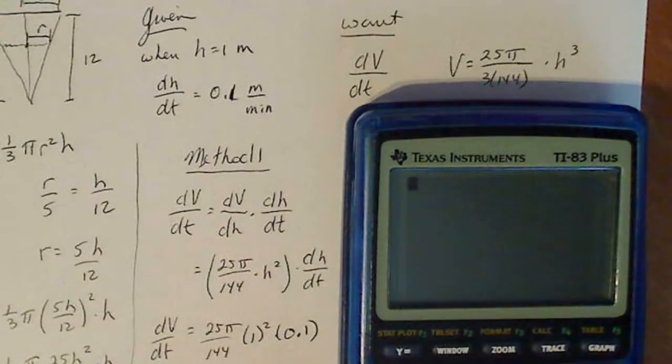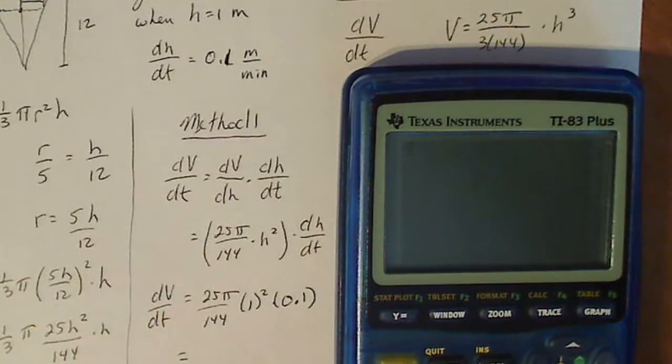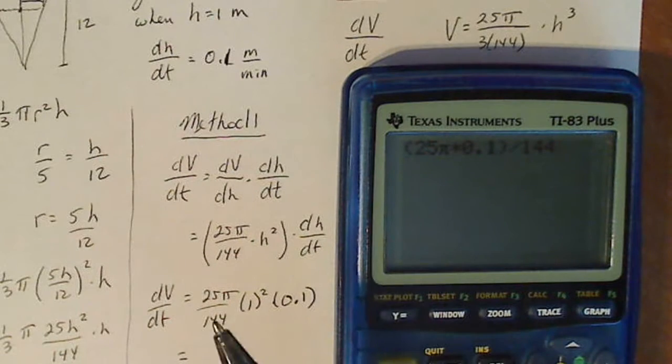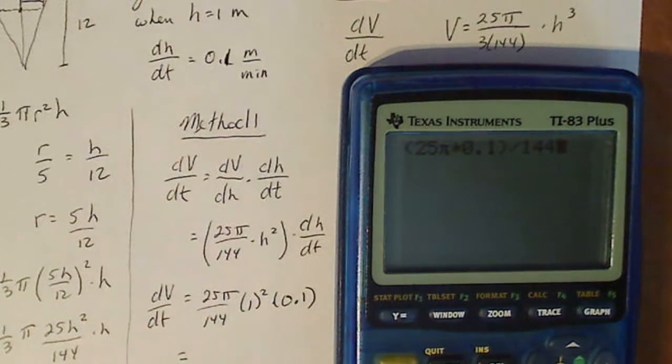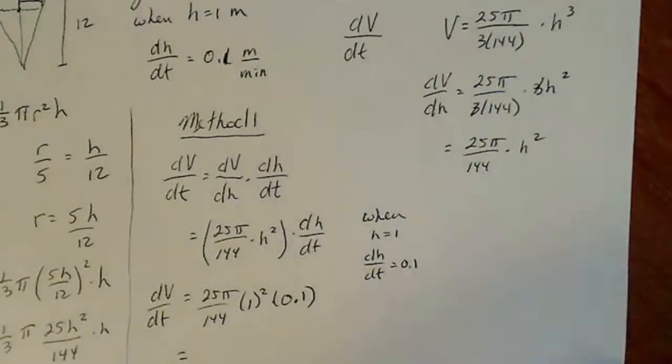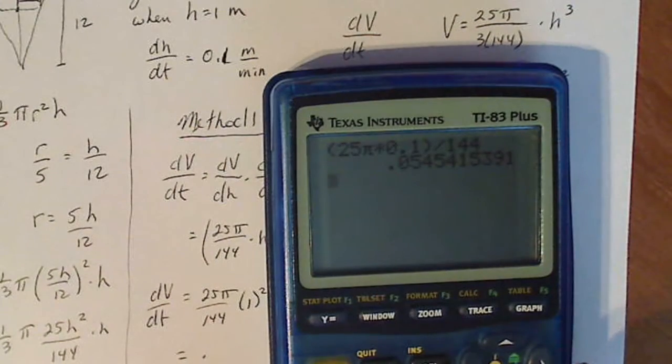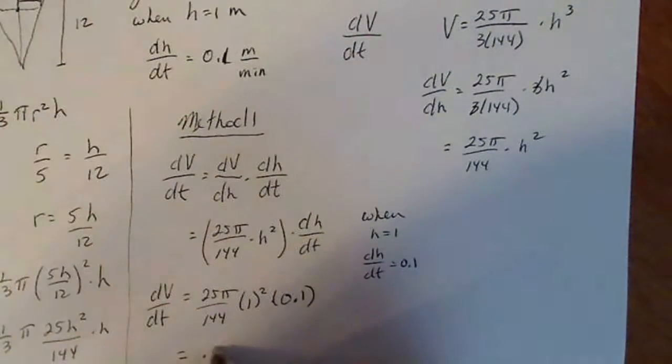Clear out my calculator. So let's see. The numerator is going to be 25 pi times 0.1, and the denominator is going to be 144, right? 25 pi times 0.1 over 144, and I'm getting 0.0545. Let me see this again. 0.0545. Now that's the number I get.